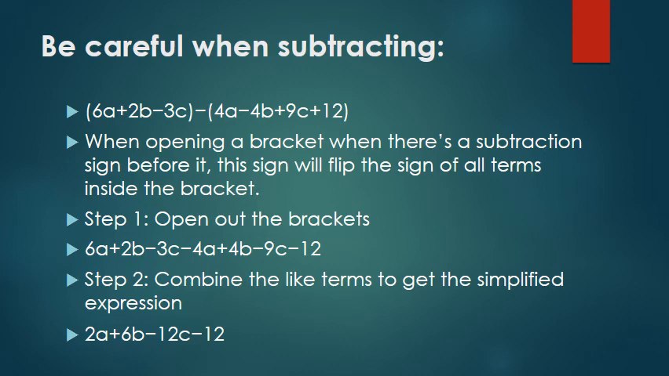So consider this expression where we have to do subtraction. Now the negative sign is there, so when we open the bracket, the signs inside the bracket will be reversed. It will become minus 4a, minus minus plus 4b, minus plus minus 9c, minus plus minus 12. After solving this, we will get 2a plus 6b minus 12c minus 12.